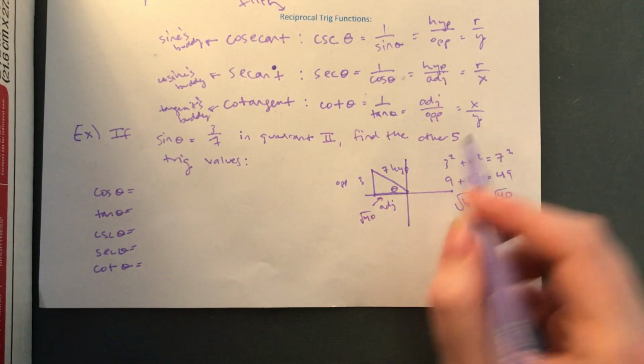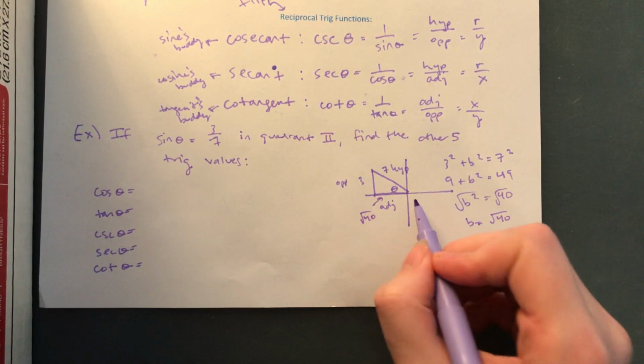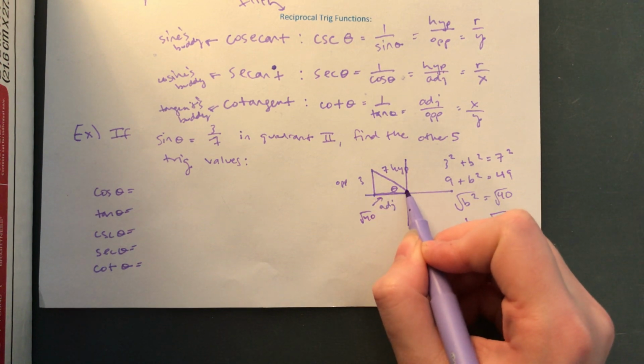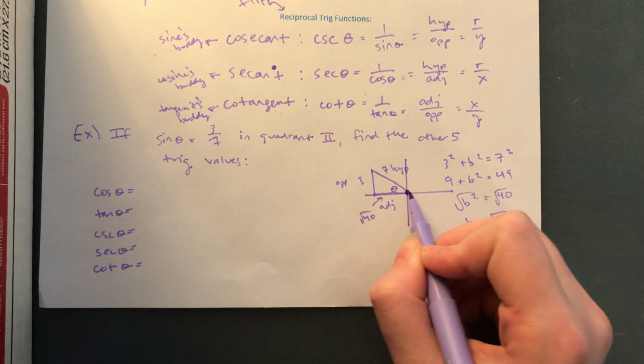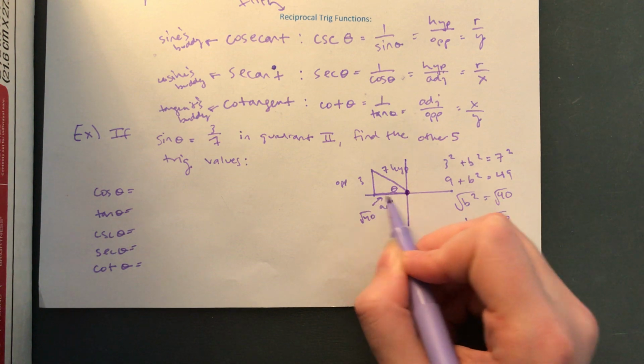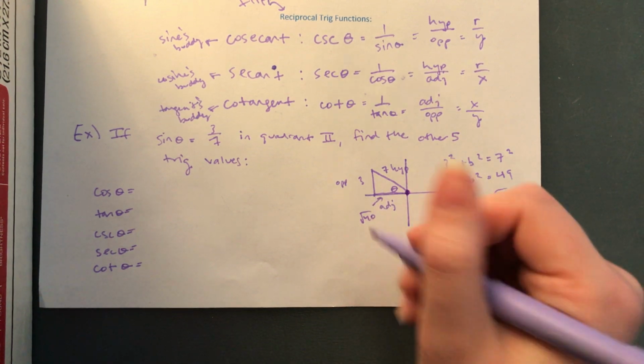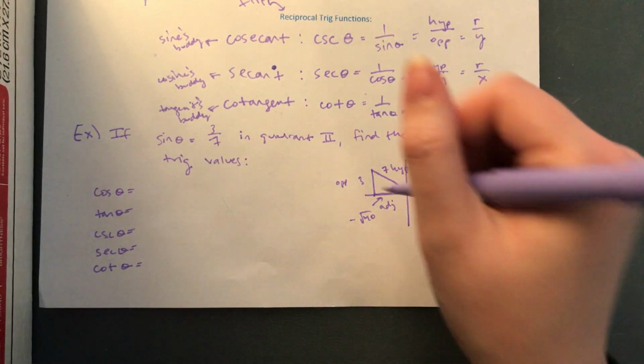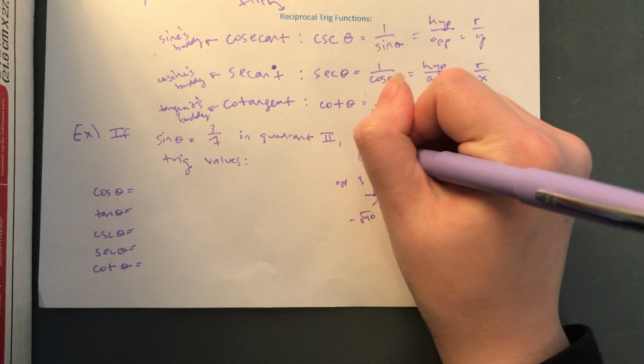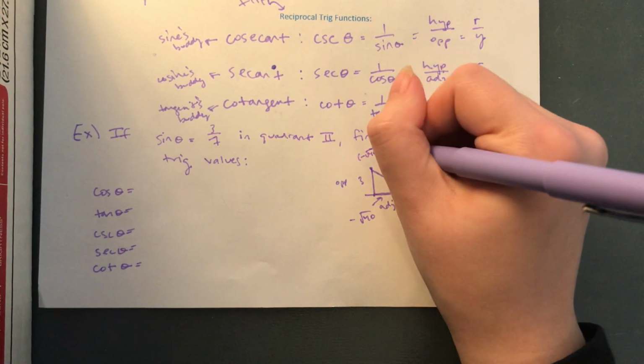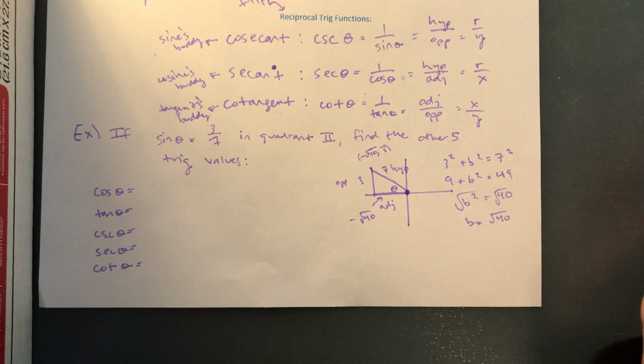But this is where we need to interpret. We're in the second quadrant, right? So the values here, this is the origin. Your x values here, are they positive or are they negative? If you have a point going this way, your x values are negative. So this coordinate point will be negative root 40.